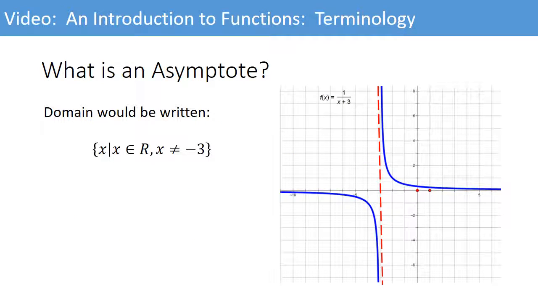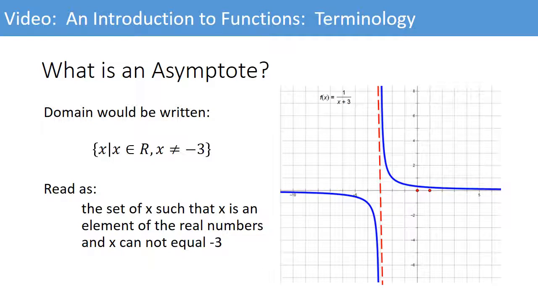Now, the domain would then be written, the set of x such that x is an element of the real numbers, comma, x cannot equal negative 3. We read this as the set of x such that x is an element of the real numbers and x cannot equal negative 3.